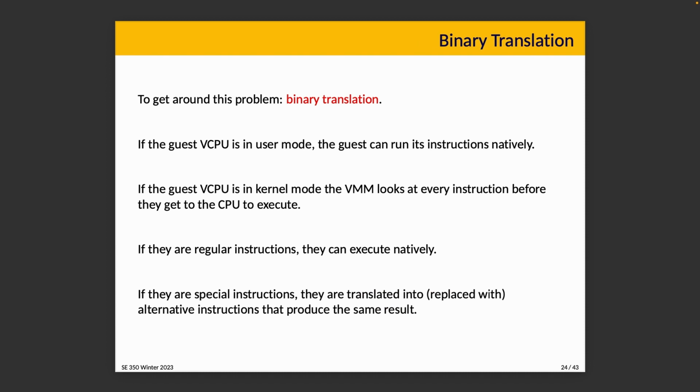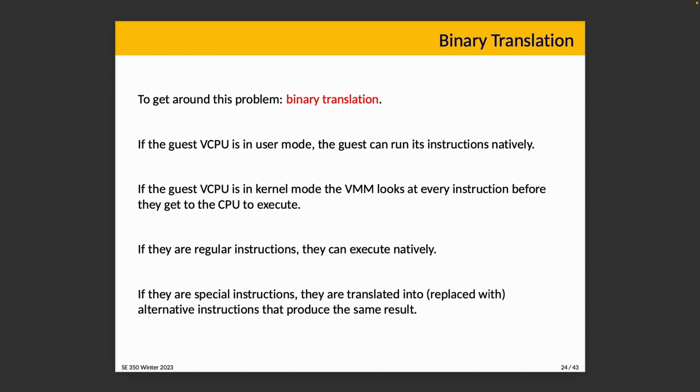And it is more or less exactly what it sounds like. If the guest VCPU is in user mode, the guest can run its instructions as it is. If the guest VCPU is in kernel mode, the guest believes that it's running in kernel mode even though it's really not. And if that's the case, the virtual machine manager is going to actually inspect every instruction before it actually gets sent to execute. If they are regular instructions, they can just execute as they are. If they are special instructions, then they have to be translated to something else. They're replaced with alternative instructions that give the same result.